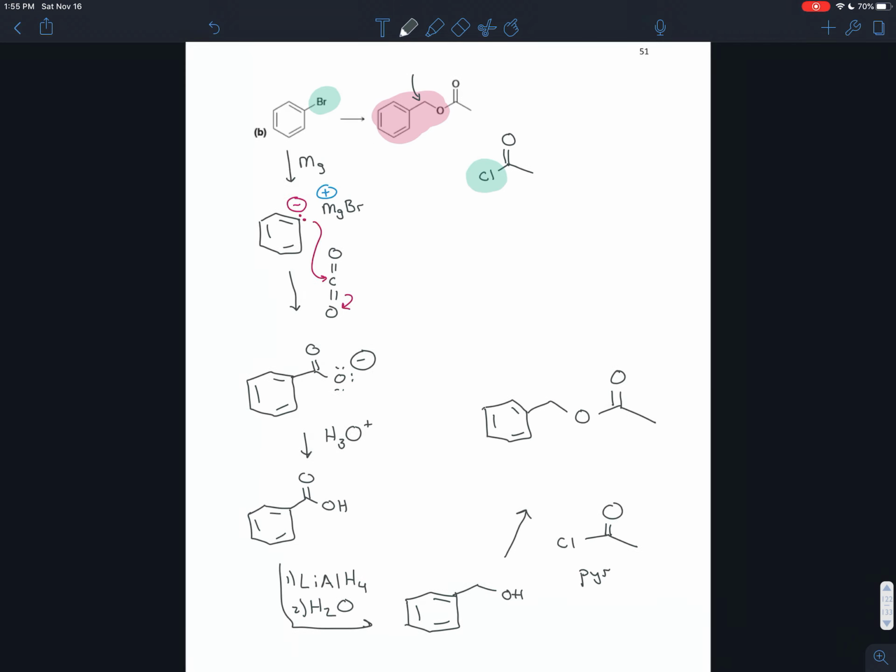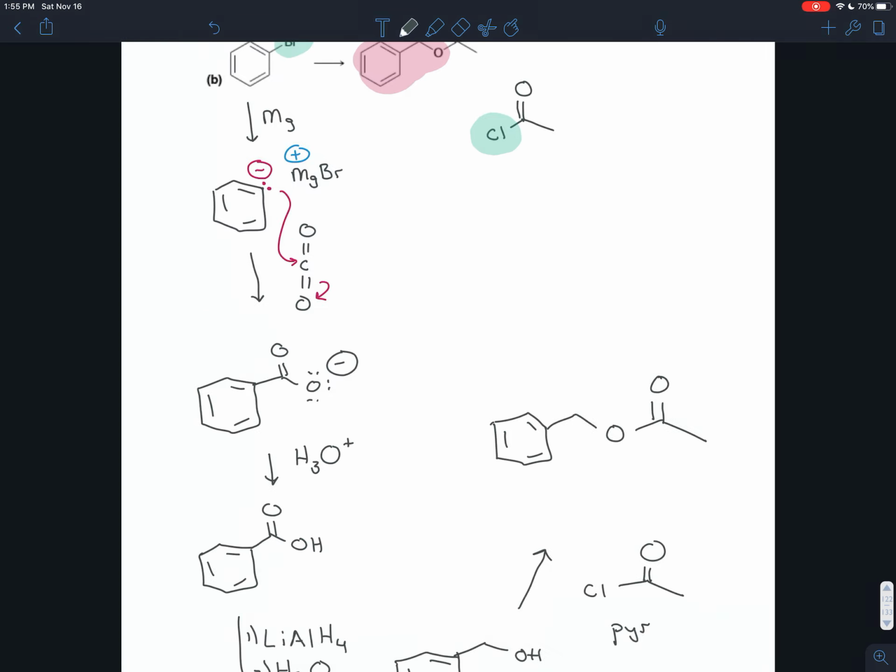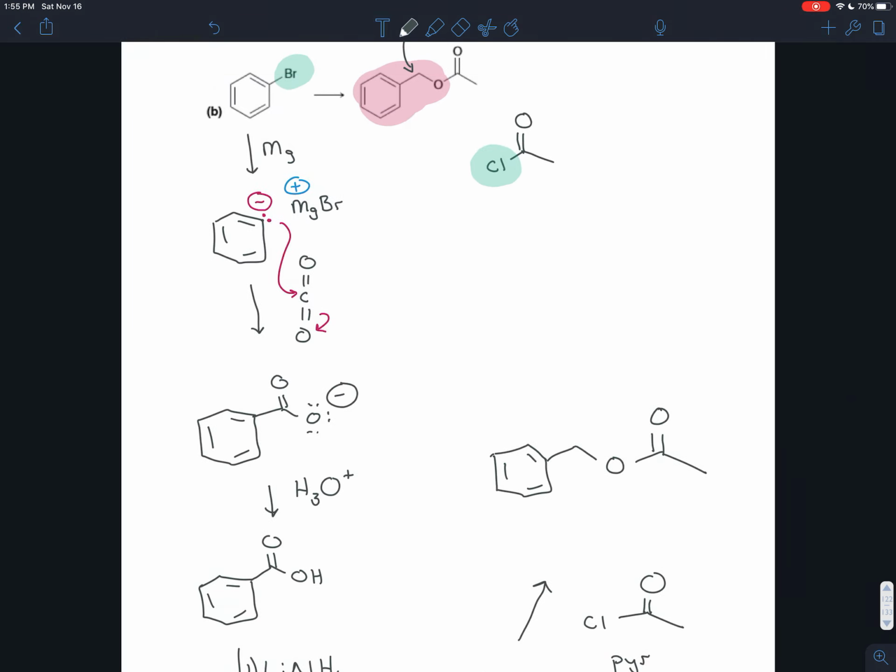And that's a little long, a little lengthy, but I wanted to show you that one because it involves a reaction that we have used before. We've done this, we've added this carbon there by adding carbon dioxide before.